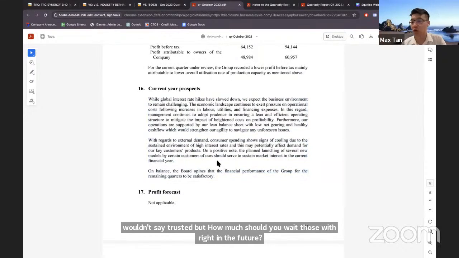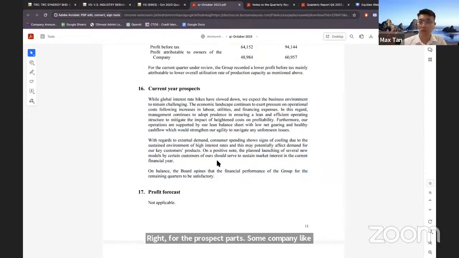Some companies like construction companies, like TSC just now, maybe they will disclose the order book that they have. Maybe some other companies would just have a more general statement, saying that the economy is a bit challenging. Then they also hint you that consumer spending is slowing down. So you have to link it back.